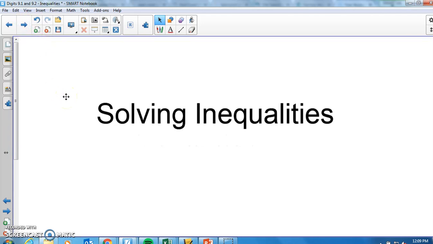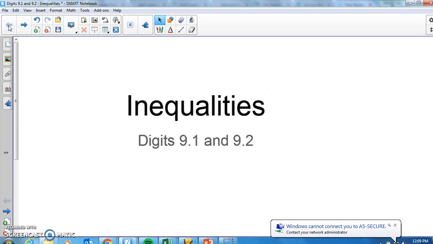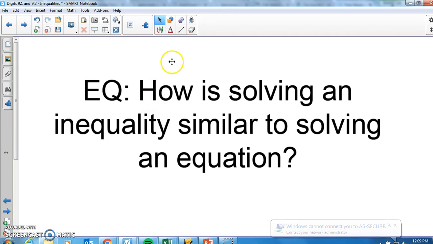So first thing we're going to deal with is solving inequalities. Our essential question for today for this lesson is, how is solving an inequality similar to solving an equation? So if you will make sure that you have these things copied down in your notes, so I'm going to go back. The title of what we're working on is dealing with inequalities.